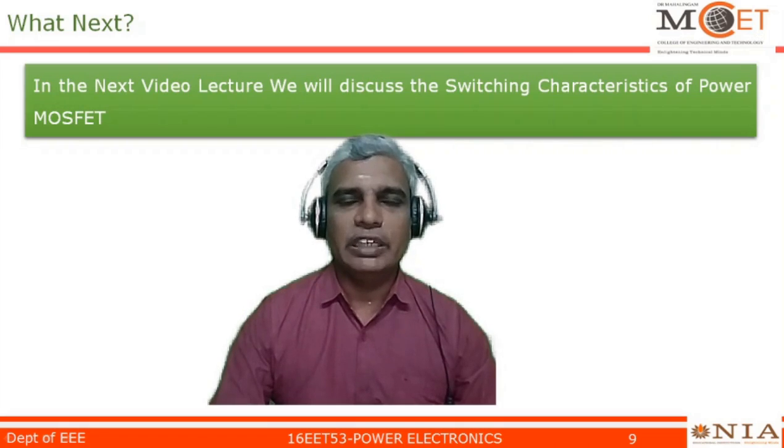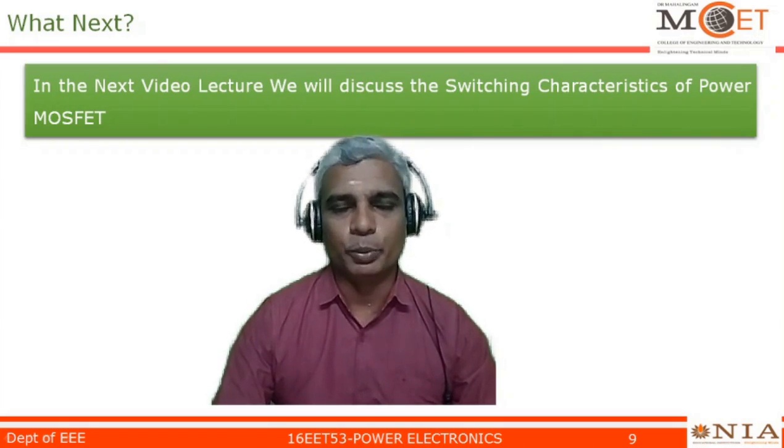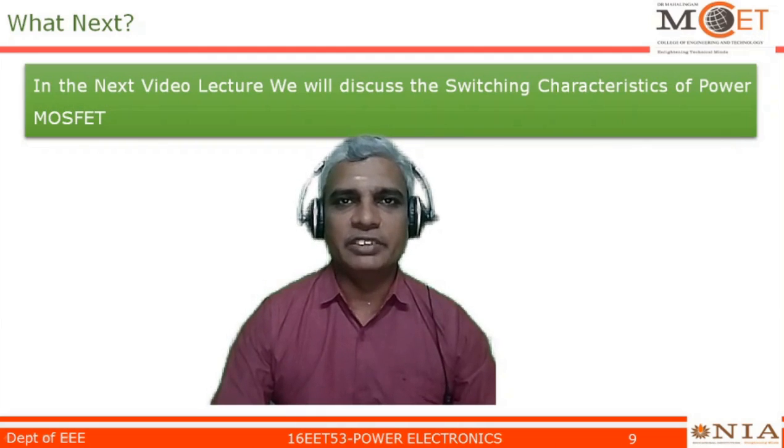In this video, we have discussed the construction, principle of operation, symbol of Power MOSFET and its transfer and output characteristics. And we have seen three regions: cutoff region, ohmic region and saturation region in the case of output characteristics. And in the next video, we will look into the switching characteristics and comparison of BJT with MOSFET.